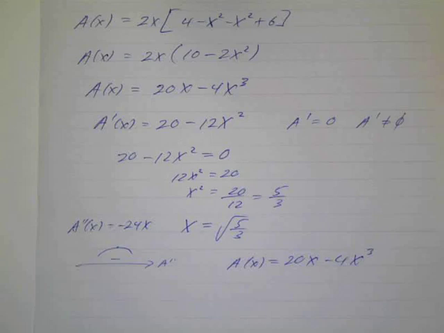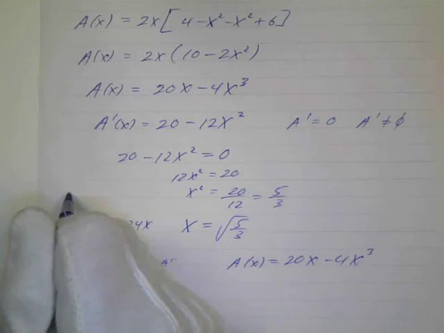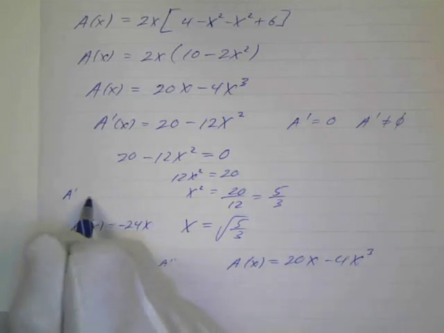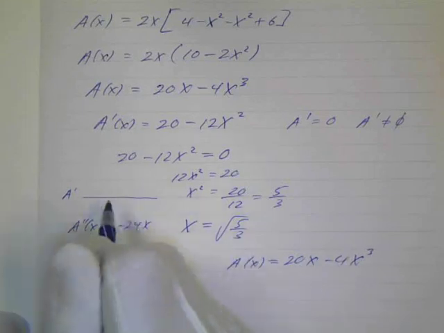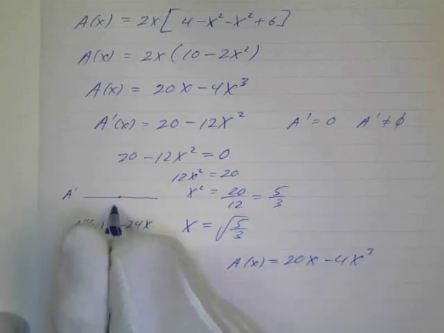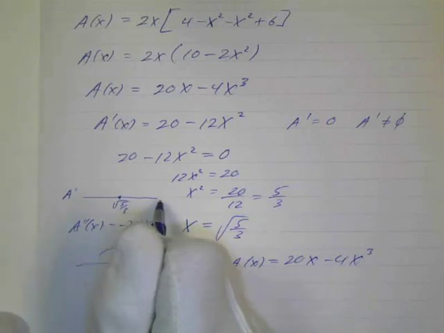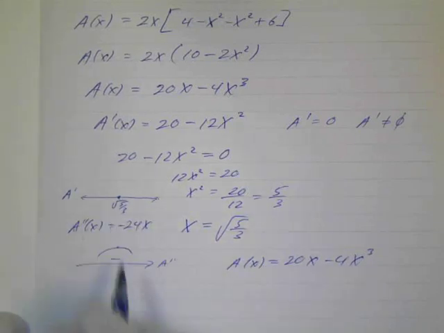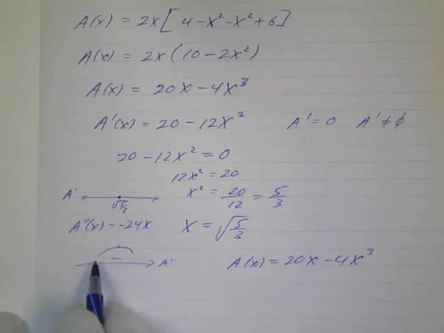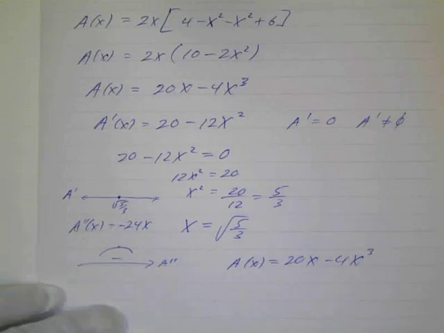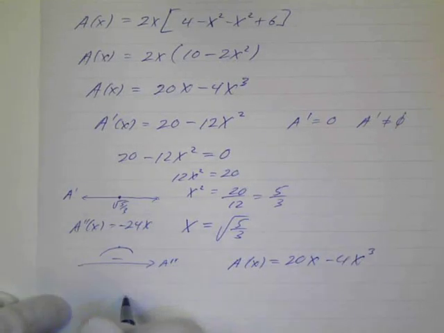I didn't really write it out, but if we wrote it out up here, A prime, then that was right over here. That was the square root of 5 over 3. That was my critical number. There's my A prime. And then we had a concave down at A double prime, so that means we have a relative maximum.